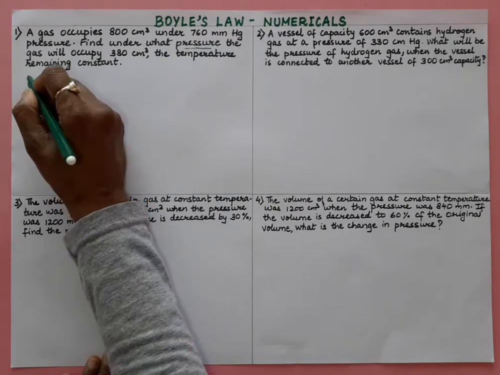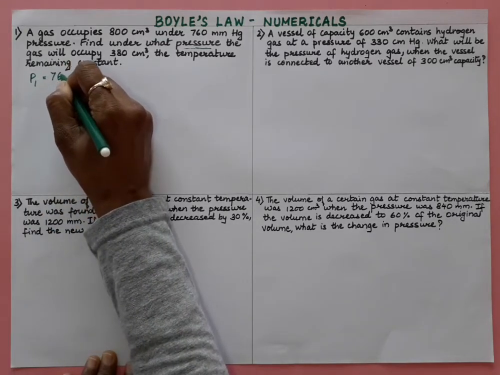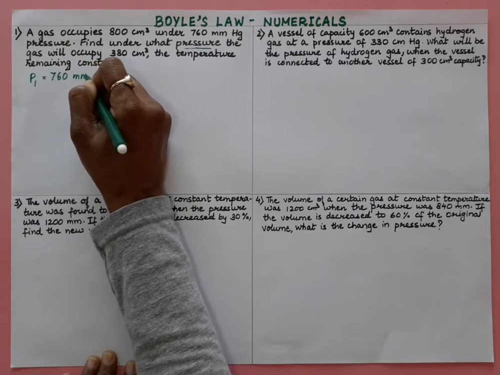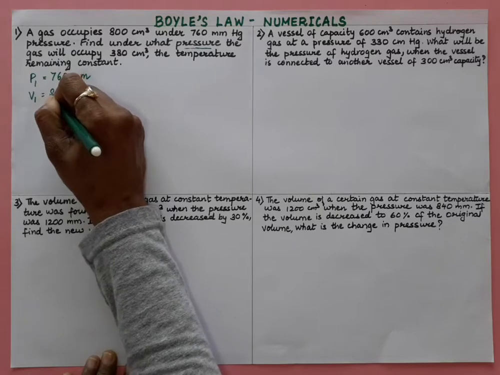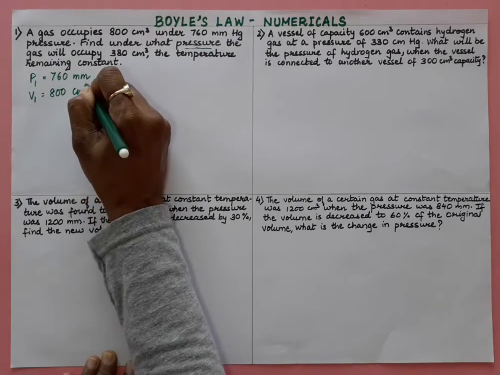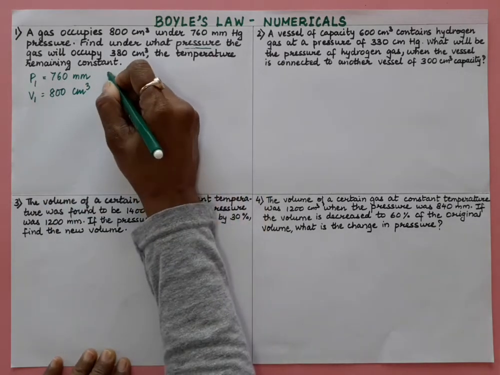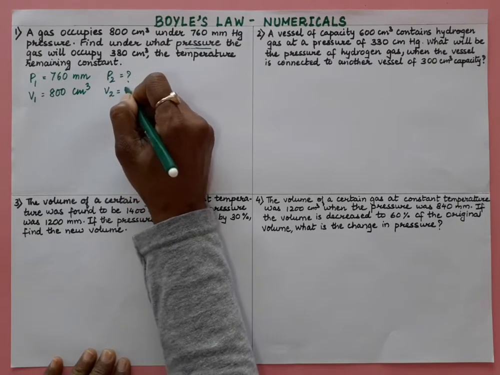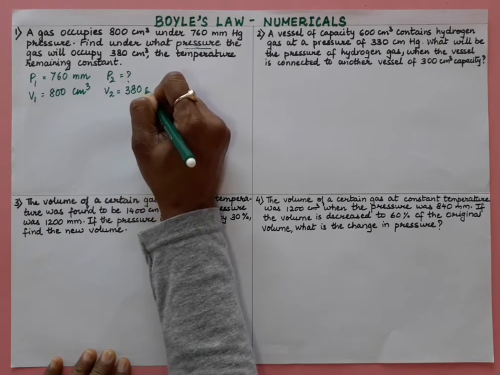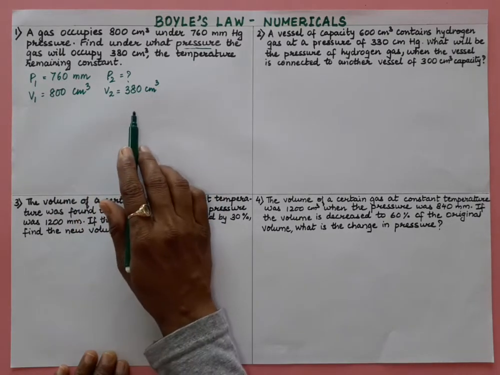So first we will always write the given data. See, P1, what is P1? Pressure is 760 mm Hg, and what is the volume? V1 is 800 cm³. Always write given data with unit. Then what is P2? The final pressure, which you have to calculate, is not given. And what is the final volume? Volume is 380 cm³. So from the question you always write the given data along with the units.